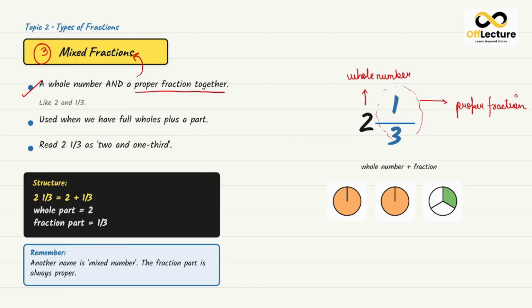Okay, we read it as 2 plus 1 by 3rd. Its other name is the mixed number. You can also say that it is a mixed number. Okay, why do we use it? Why is there a requirement to have a mixed fraction?